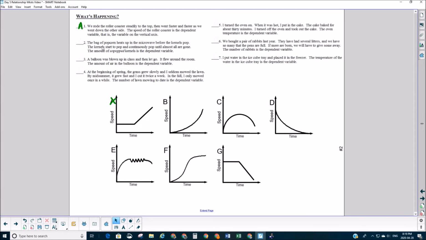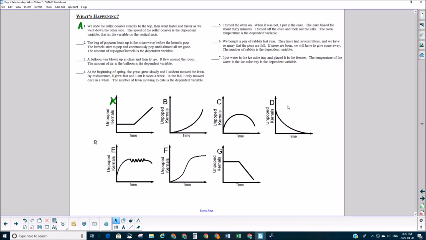The bag of popcorn heats up in the microwave until the kernels pop. The kernels start to pop and they continuously pop until all of them are gone. The amount of unpopped popcorn. Okay, so we don't need this anymore, so I'm going to delete this and we'll bring in the new one for unpopped kernels. So it says it's going to sit there and then the unpopped kernels. So that means when the popcorn starts to pop, the amount of unpopped popcorn must get lower. So this would suggest that the kernels got bigger. That's not the case. It has to go down.